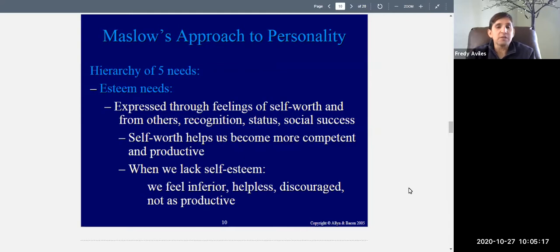When we lack self-esteem, when we don't feel good about ourselves, we feel inferior, we feel helpless, discouraged, right? We're not as productive. We give up more easily. And like I said, esteem needs are expressed through a variety of things. Some of them are more healthy than others. Wanting to achieve, wanting to get that A, right? Wanting to get that degree, that promotion, that job, that's good, right?